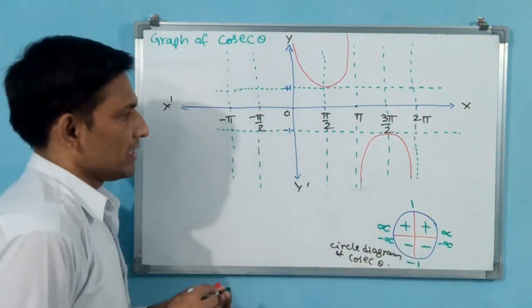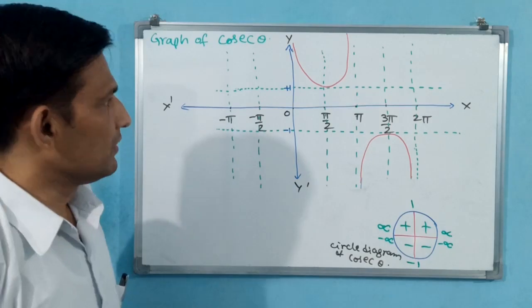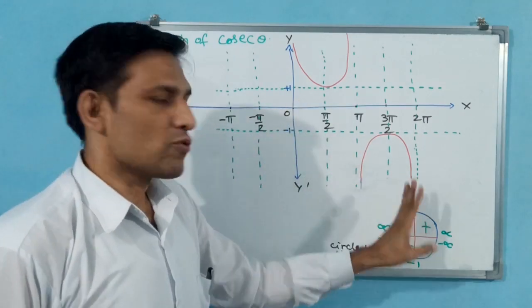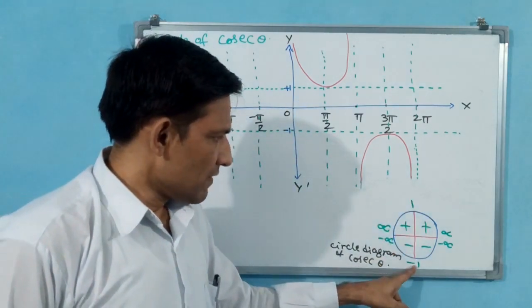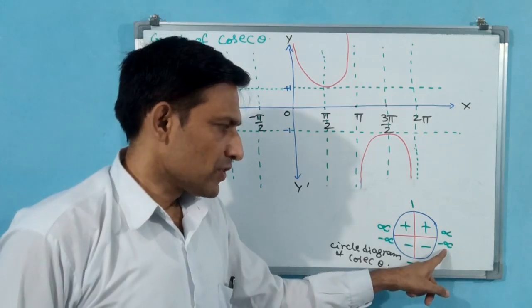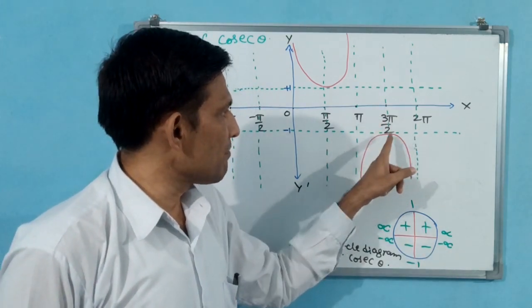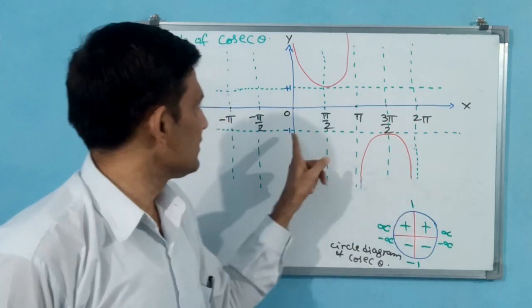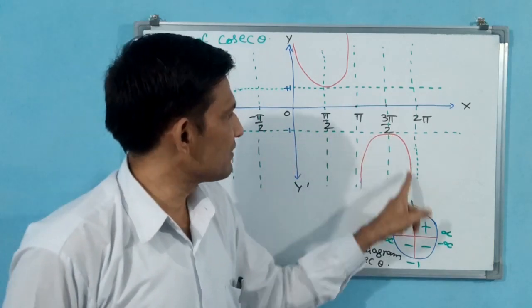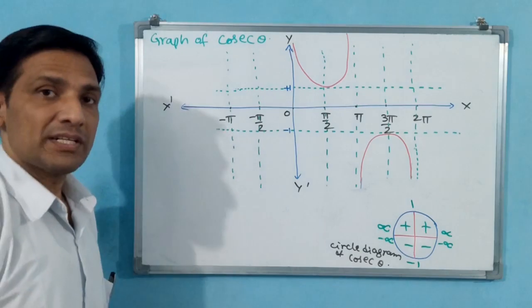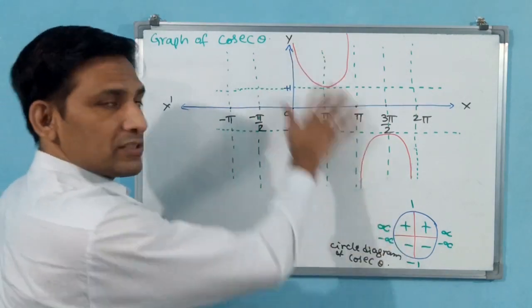Okay. Now you see the graph. See, we have drawn up to 2 pi. Why? Because you see, from 270 to 360, minus 1 to minus infinity. See, this is minus 1, this line. Minus 1 to minus infinity. Okay. You understand now? See, these are also discontinuous.